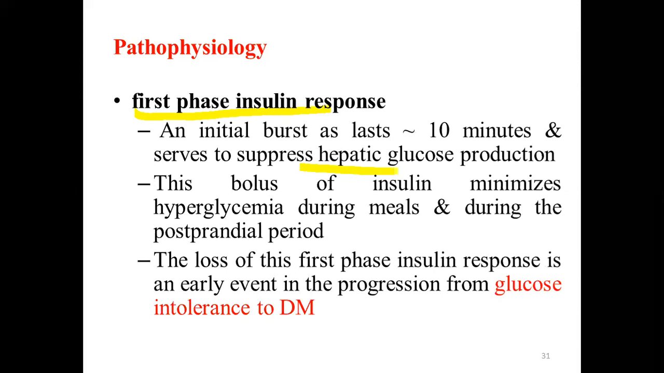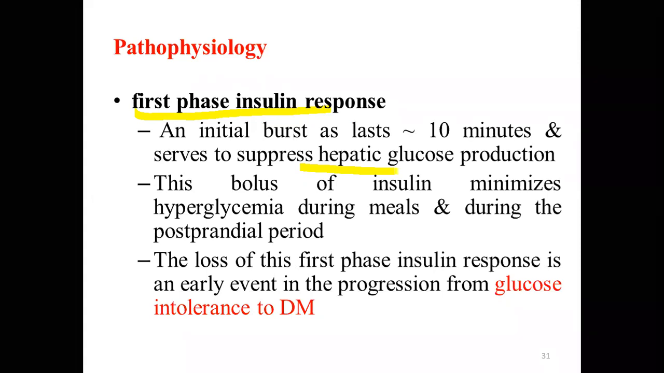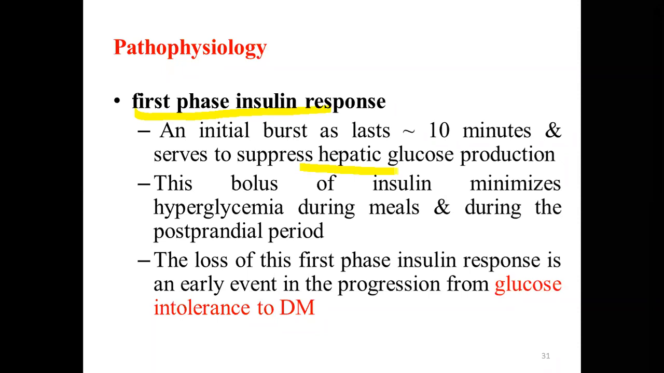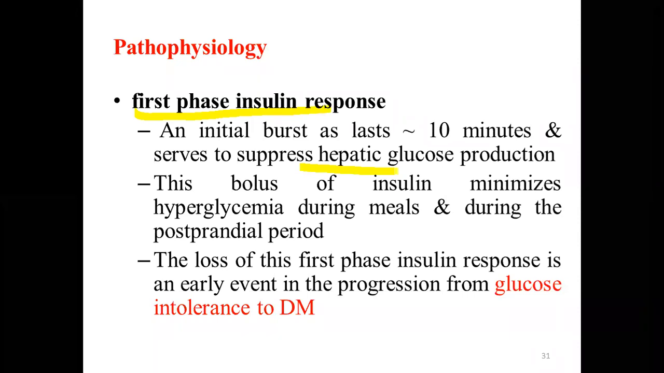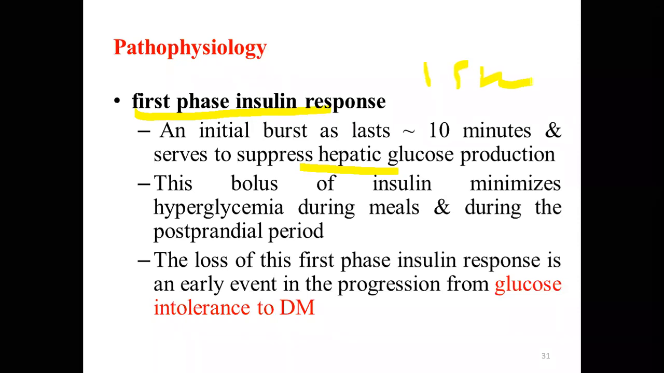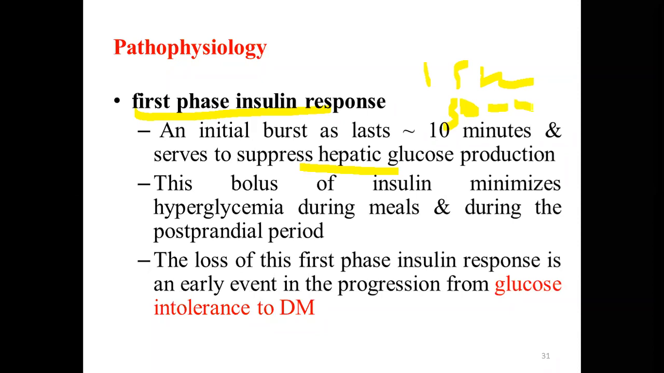So the moment we eat, there is an initial burst of insulin produced by the beta cells of the pancreas. That is why we will discuss later, during management, how to mimic this endogenous production. That is why we give some insulin preparations about 15 minutes before food, others about 30 minutes before food.